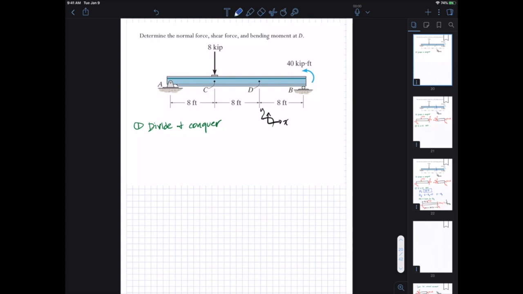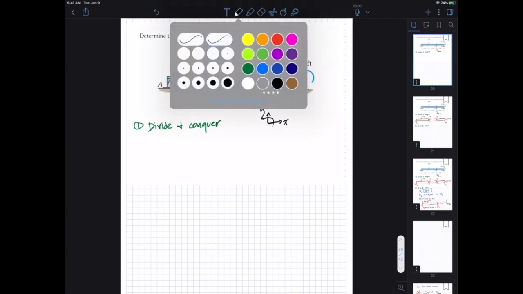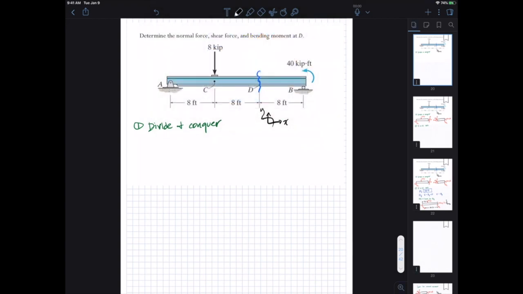So we're going to need to make our little section at the location of interest and identify what the forces are. And based on the example I've shown you already, hopefully you see that it doesn't matter which side of the free body diagram you choose. You can choose either side. Just pick the one that you think is easier for you to solve. So for example, we could look at this left side at D. If we split the beam up at D.